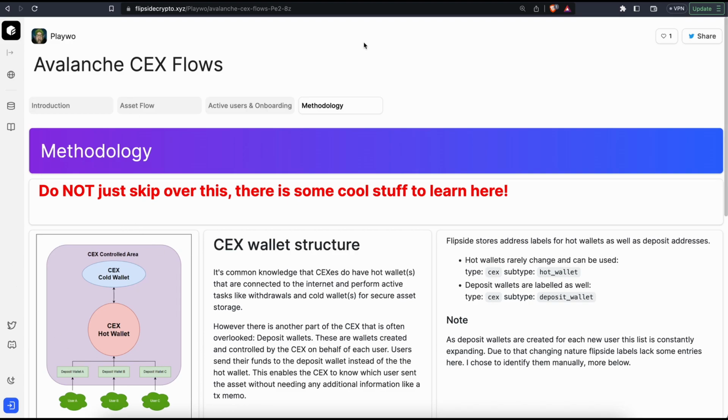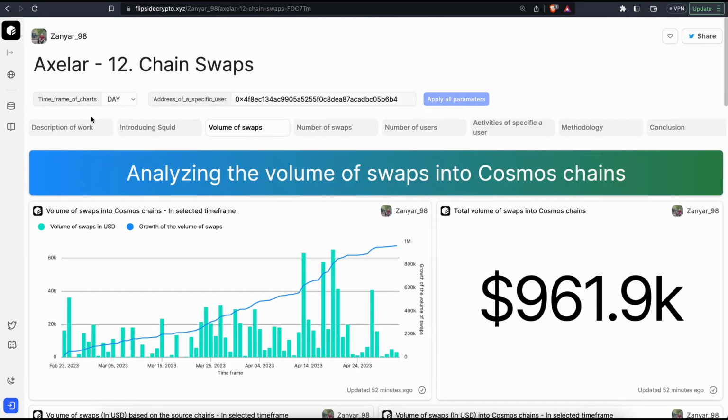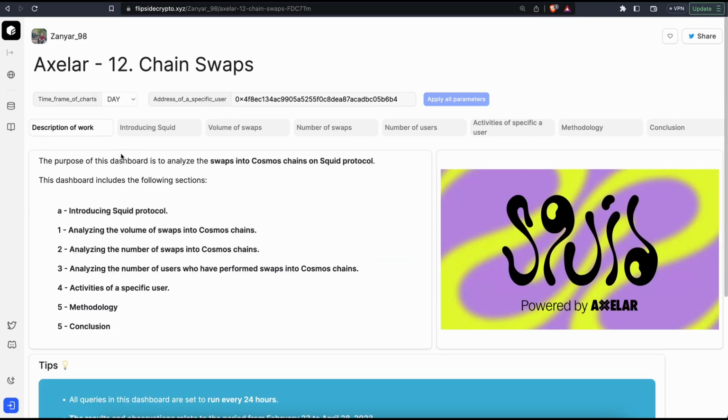You look at it and you're like, oh wait, what's onboarding? Oh wait, what's user? And then it's right here. And if someone does want to go deeper, Playo advises to not skip over the methodology tab, which I appreciate.